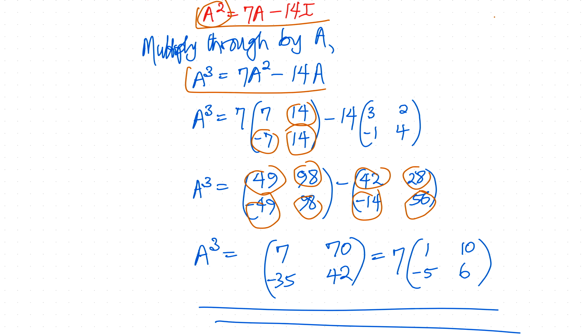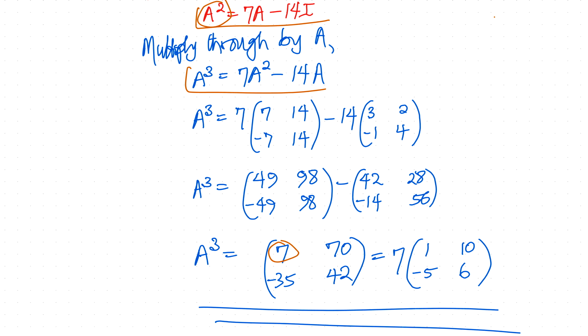So then you just subtract 10 by 10 because you have negative in between. 49 minus 42, that's 7. 98 minus 28, that's 70. Minus 49 minus minus 14, that's minus 49 plus 14, that's minus 35. Then 98 minus 56, that is 42.